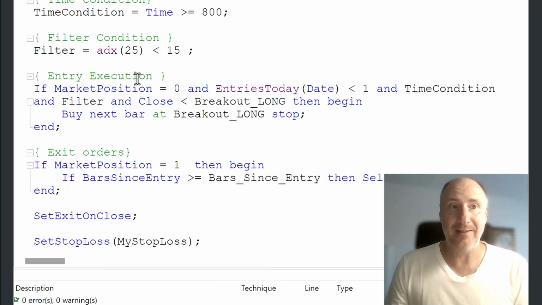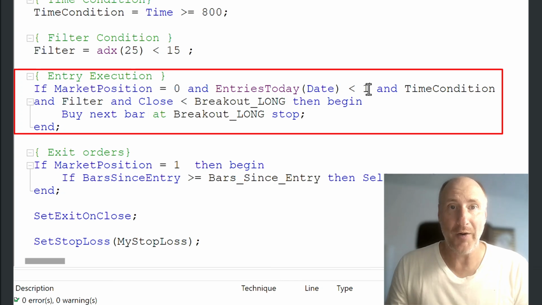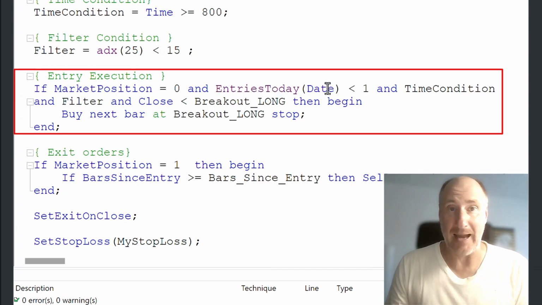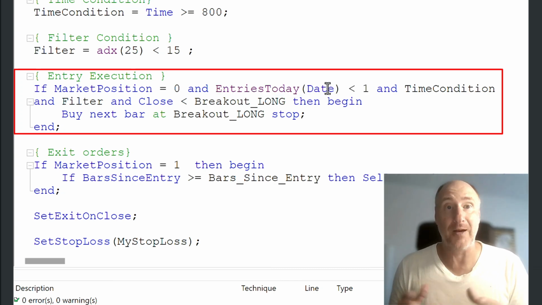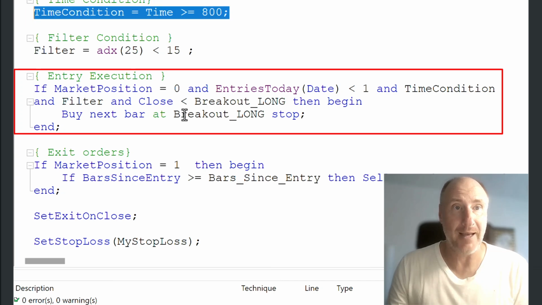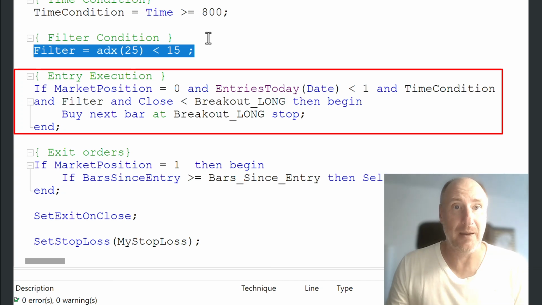The code looks like this, and it basically says only enter if we are flat, we don't have any market condition, or if we have not entered any trade today yet. I like to keep number of trades just one per day, which definitely helps to increase average trade. Then the time condition, which we designed here, has to be met, and then the filter condition, which we designed here, has to be met as well.